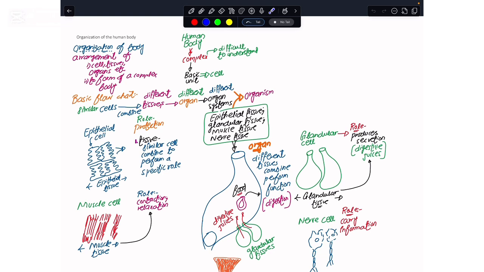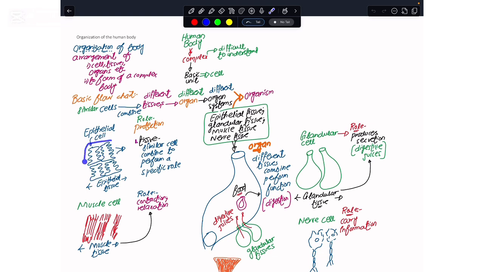If you see here, I have made the epithelial tissue, okay? Every individual cell in this epithelial tissue is called an epithelial cell. This epithelial cell has the role of providing protection to your body. So here is one epithelial cell, here we have the second epithelial cell, and then this third epithelial cell.